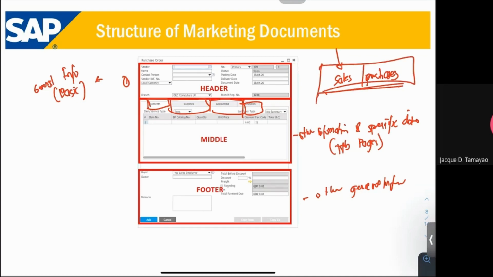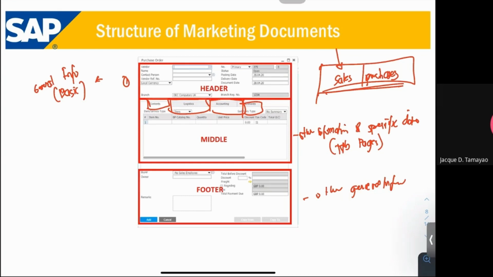Parts: we have your header, general info or basic info. Middle, your other information including specific data based on your tab pages. What are the tab pages? Contents, logistics, accounting, and attachments. And lastly, footer, your other information.